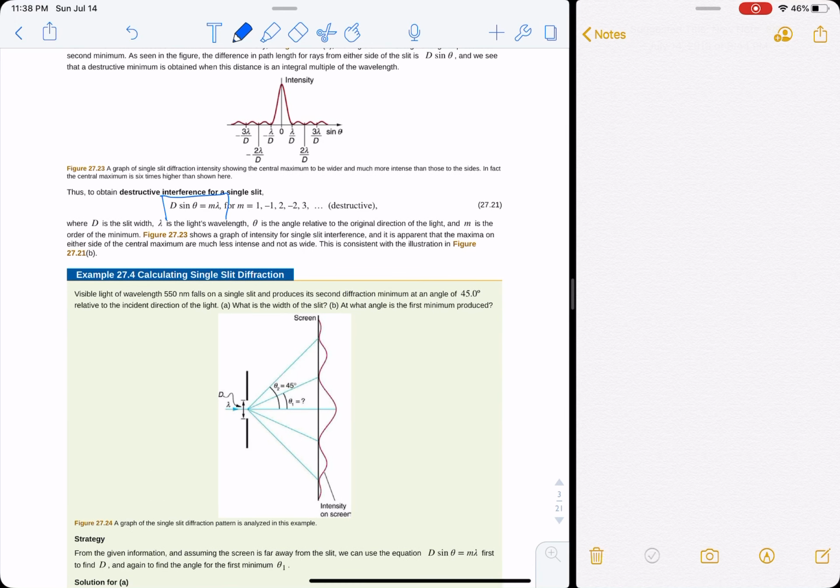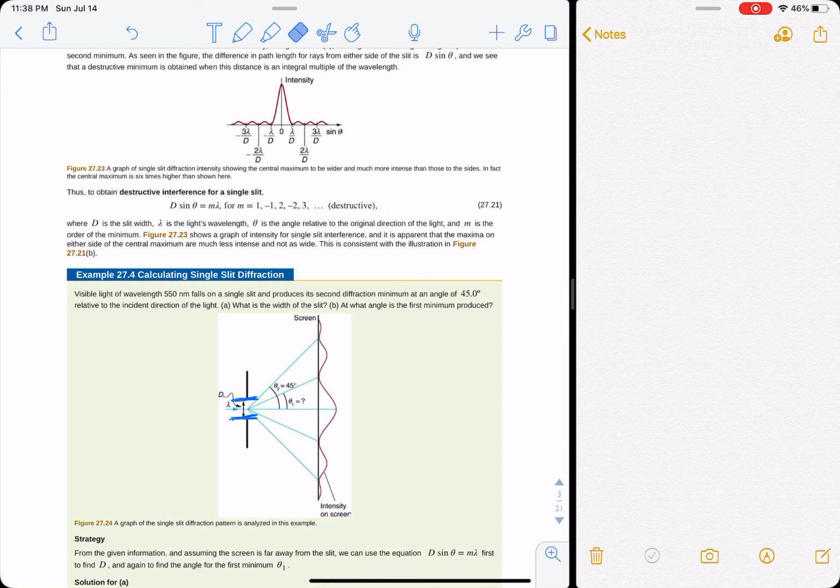is our d sin theta = m lambda. Capital D here, instead of being the separation between the slits, is the size of the opening. And the other thing is that m here refers to destructive interference when m is an integer: 1, 2, or 3, and so on, or -1, -2, -3.